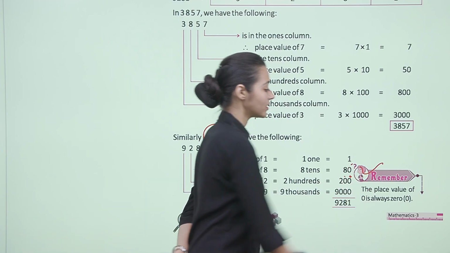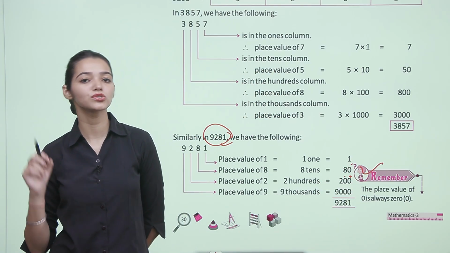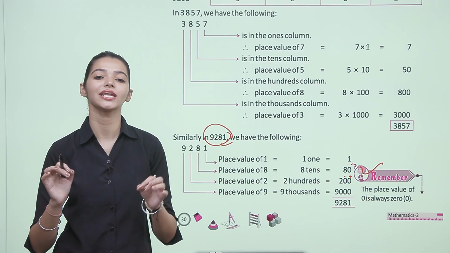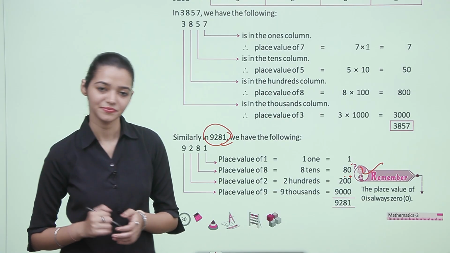Now always remember, the place value of 0 is always 0. It will not change in any situation or in any number.